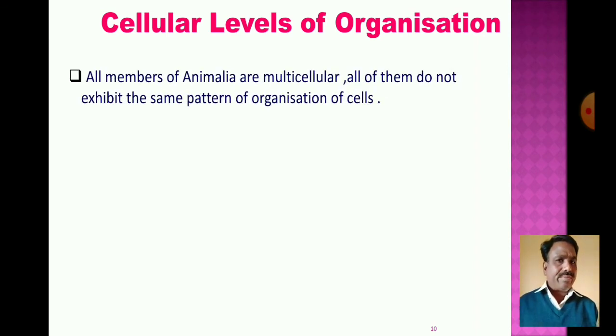Now, the cellular level of organization. This is very important with regard to the cell. You know that the cell is the structural and functional unit of life. All members of Animalia are multicellular, and all of them do not exhibit the same pattern of organization of the cells.